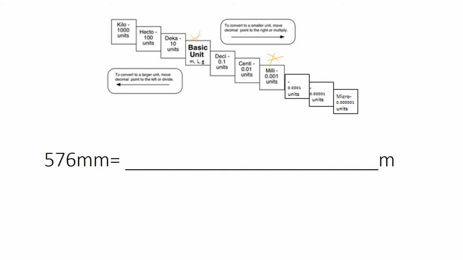In our last problem, we're asked to move from millimeters, which is right here, up to meters, which is our basic unit. So we are going to move 1, 2, 3 steps to our left, which means our decimal is going to move 3 places to the left as well. So again, I assume that my decimal is right after the last number, and I will move it 1, 2, 3 to the left. So 576 millimeters is equal to 0.576 meters.